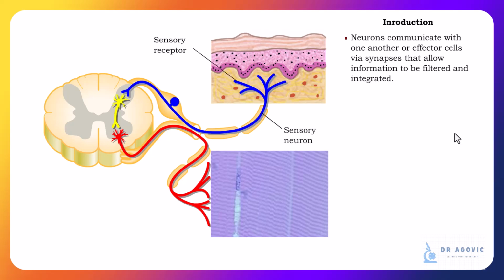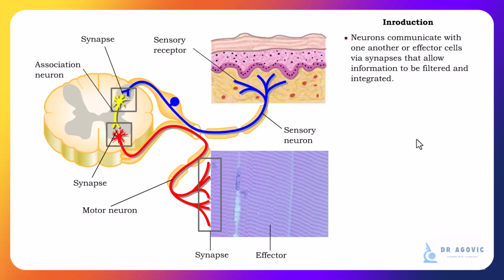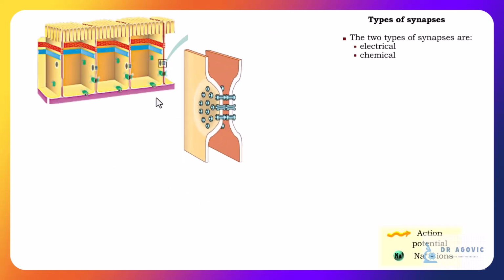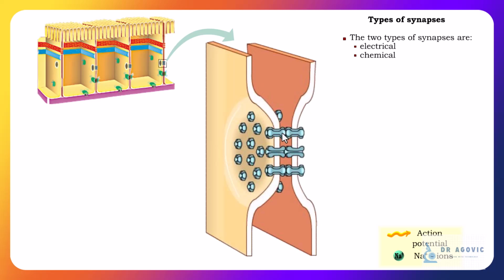In order to provide communication among the cells of the body, the billions of neurons in the nervous system must first communicate with one another or with effector cells via synapses. Synapses allow information to be filtered and integrated. Synapses are either electrical or chemical.